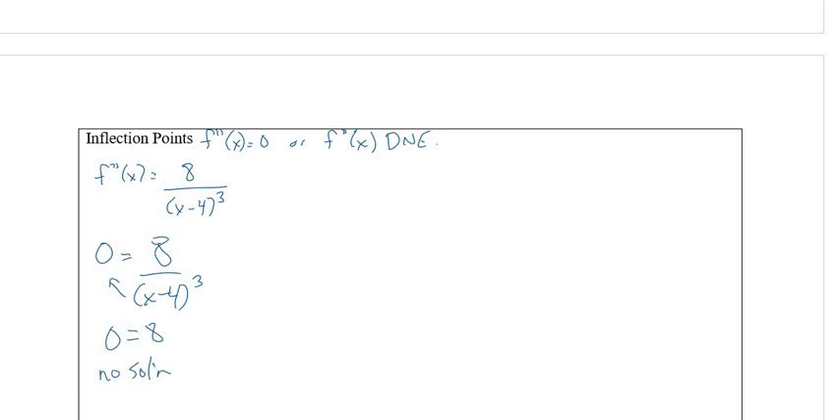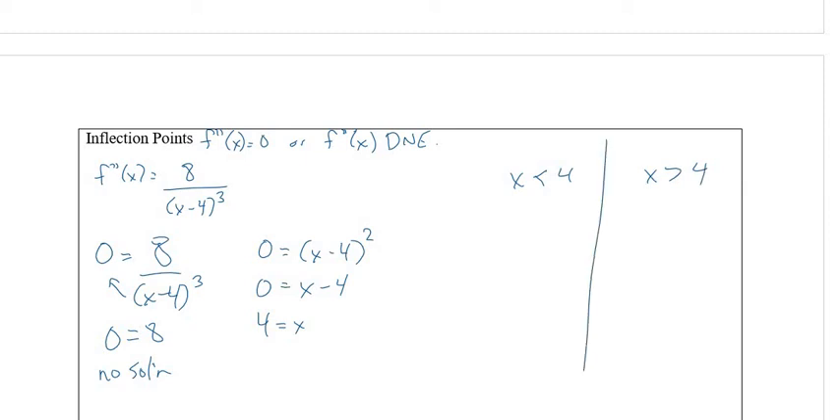So let's take a look, though, when it doesn't exist. So we're going to set the denominator equal to 0 this time. Take the cube root, and we get x minus 4 equals 0, or 4 equals x. And again, we know it's that asymptote, so we can examine what's going on to the left and right of the asymptote to help us out. So x is less than 4, x is greater than 4.